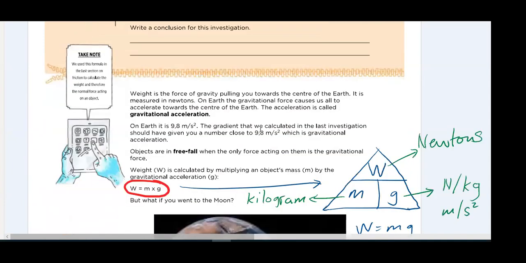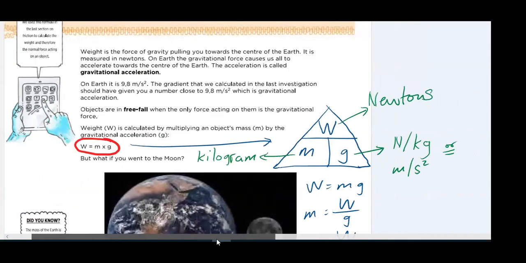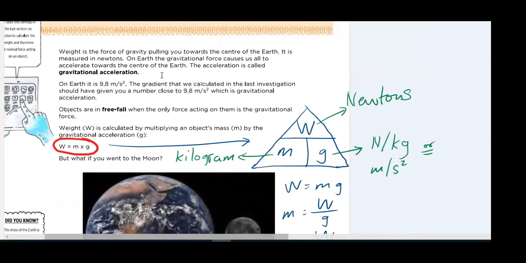Okay, so weight then is the force of gravity pulling you towards the Earth, measured in newtons. That's not new to us. On Earth, the gravitational force causes us all to accelerate towards the center of the Earth. That acceleration is called gravitational acceleration. On planet Earth, it's got a value of 9.8 meters per second squared. The gradient that you calculate above, you're going to find that it will have a value of 9.8 meters per second squared.